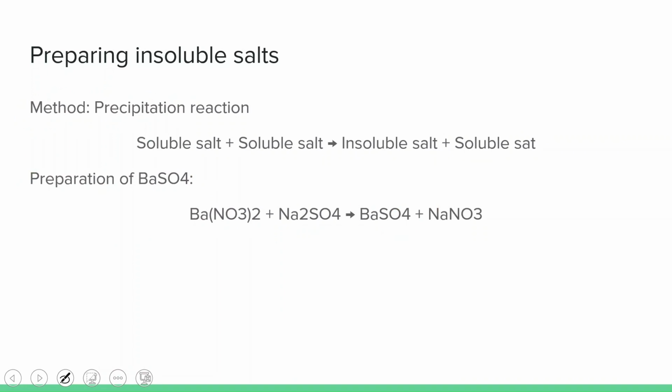The method to produce insoluble salts is known as the precipitation reaction. The reaction is basically a soluble salt plus another soluble salt, which will give us an insoluble salt and a soluble salt. So let's take the preparation of barium sulfate, for example. The ideal way to do this would be to use the precipitation reaction, of course. And using the precipitation reaction, you have to find a salt with which barium is soluble.